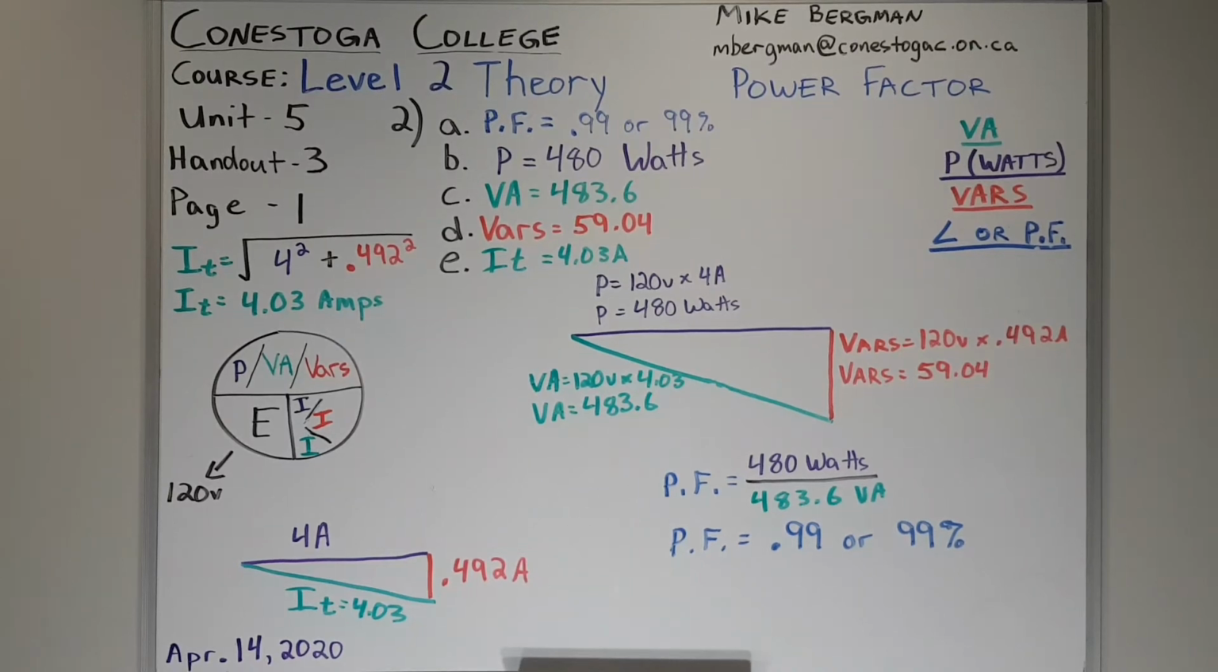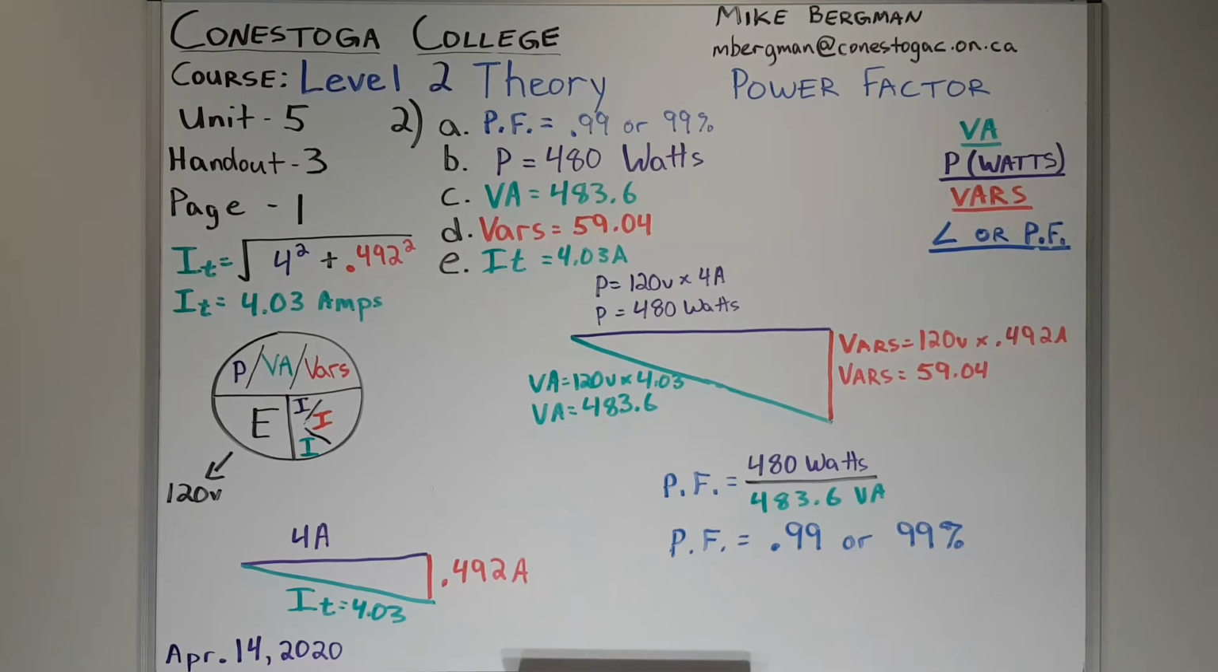Okay, I have redrawn our triangle. I've drawn another triangle and filled in our answers. I've shown how we got the answers. So we left off with needing to know IT. Again, I just applied the Pythagorean theorem.